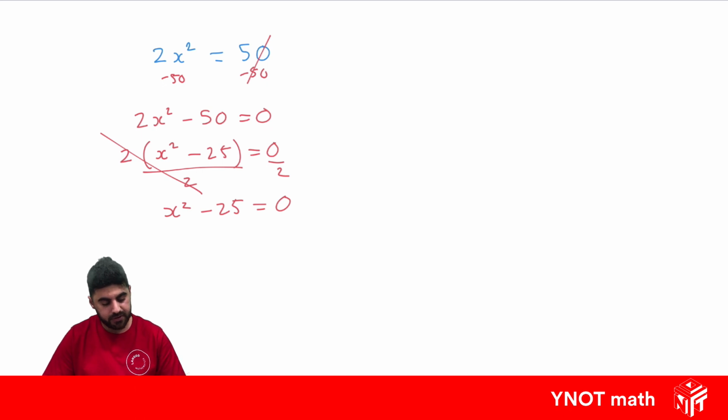And now we have the difference of two perfect squares. So we can factorize that with x plus 5, x minus 5 equals 0. And solving for each one of these things equaling 0 gives us x equals minus 5 or 5.